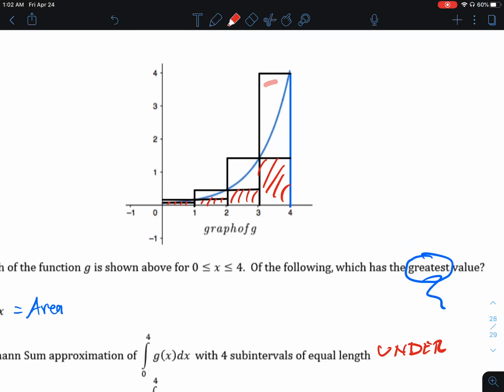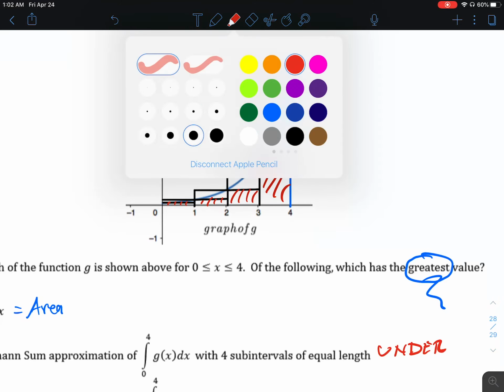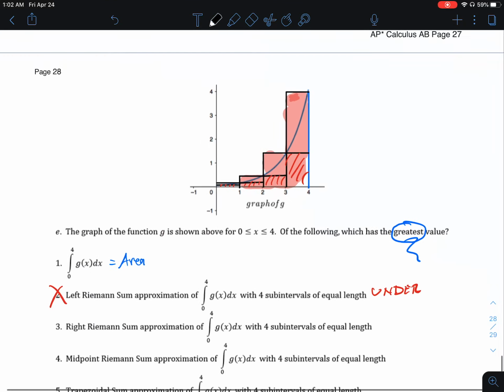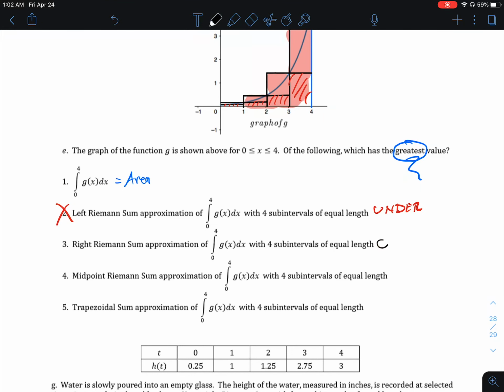So now we are looking at this area. Now this is clearly bigger than the actual area. It's an over approximation. So this is over the actual area, which means right now 3 is winning. That's bigger than the actual area, so it's bigger than 1.